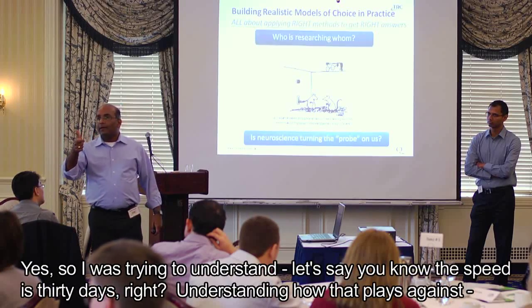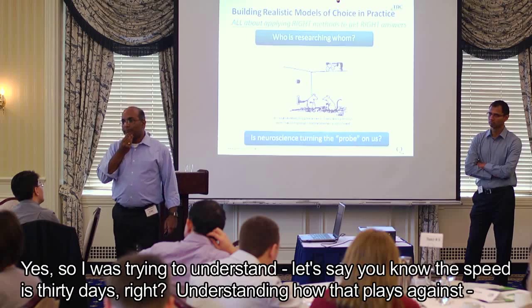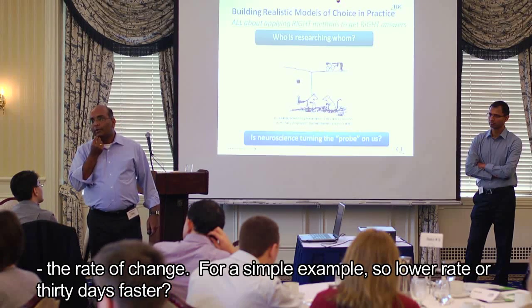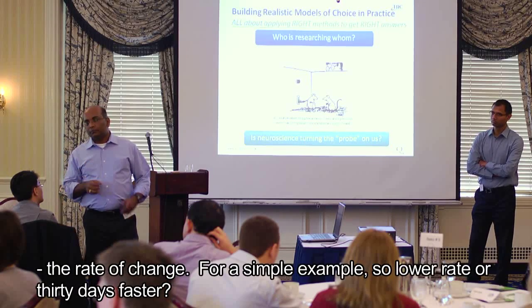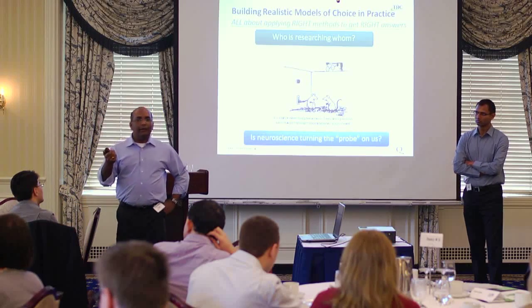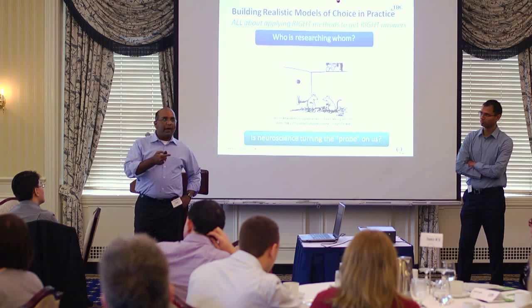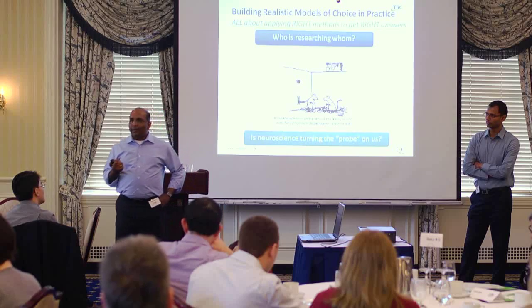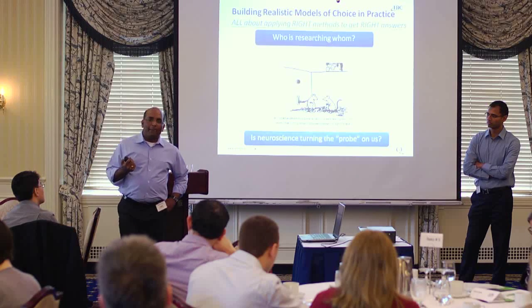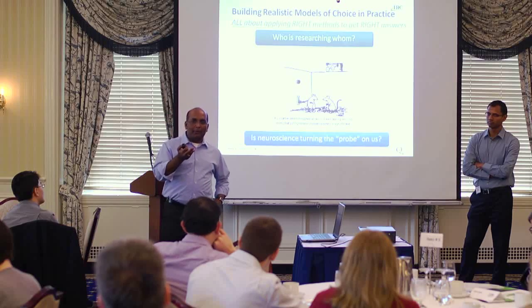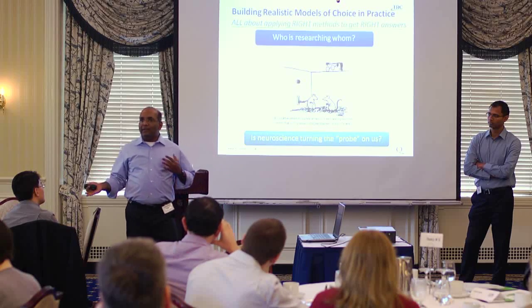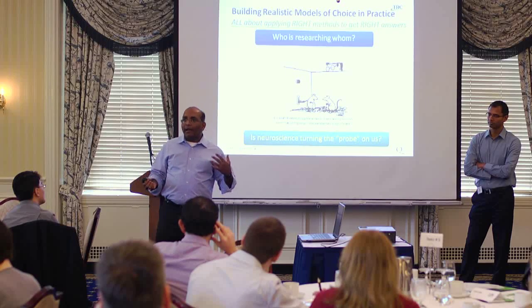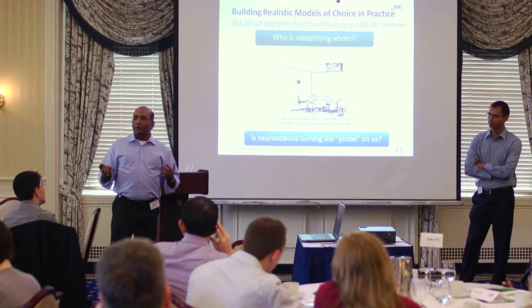So it's trying to understand, let's say you know the speed is 30 days, understanding how that plays against the rate change. For a simple example, lower rate or 30 days faster. In fact, we did something similar to that, not exactly in terms of those two attributes, but in terms of credit cards. There were two attributes, which was fee going against something free being given or something like that. It was one-to-one correspondence there.